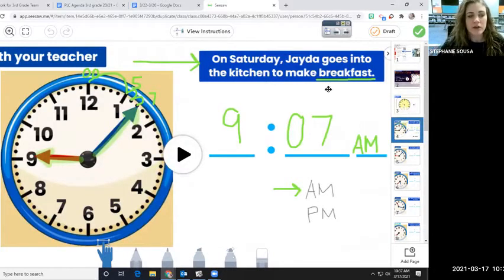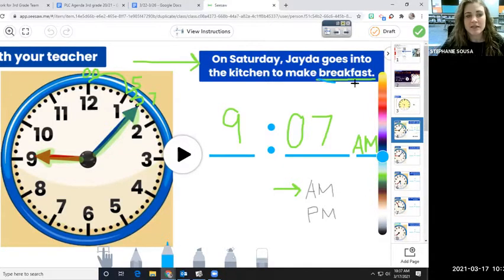Alrighty, so let's take a look at a completed example. This is a completed example where we see on Saturday, Jada goes into the kitchen to make breakfast, okay? We know that because it is breakfast, it is going to be a.m. We know that a.m.